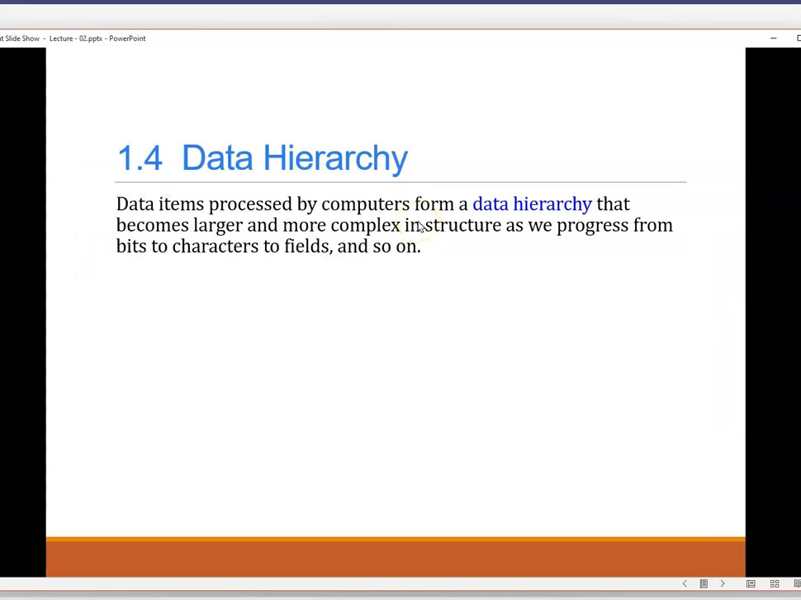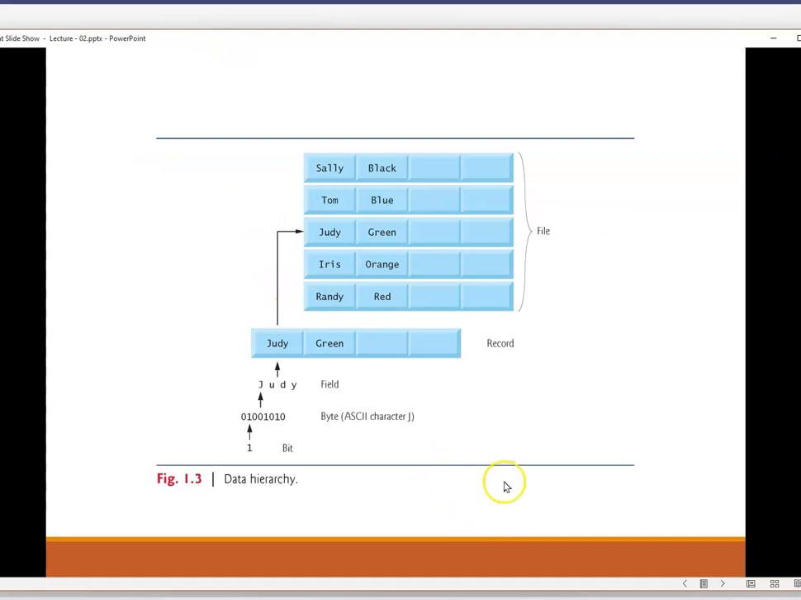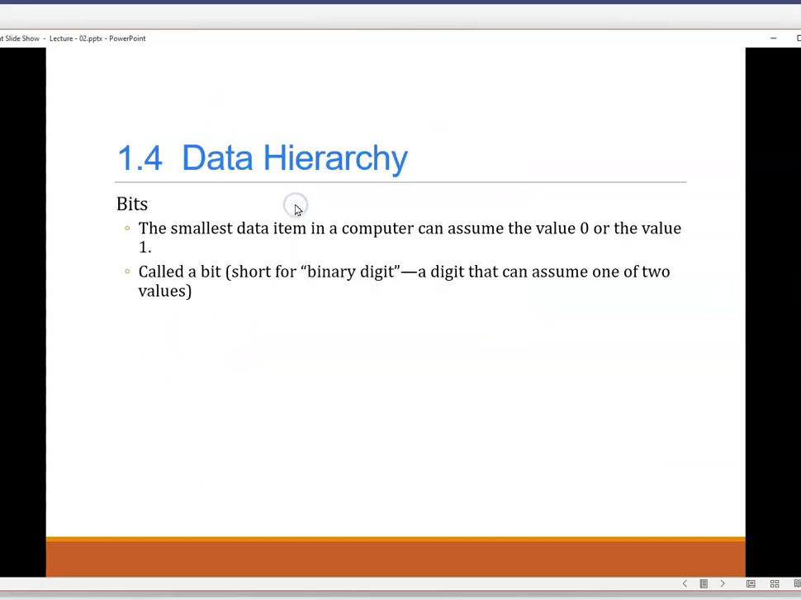So, data hierarchy. Data items processed by a computer form a data hierarchy that becomes larger and more complex as we progress from bits to characters to fields. We start with a character, which turns into a field, becomes part of a record, and a record becomes part of a file. The smallest unit of data is a bit.